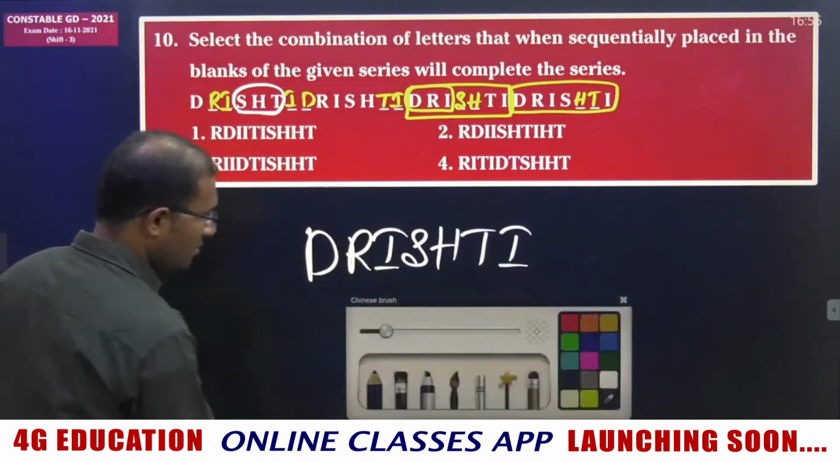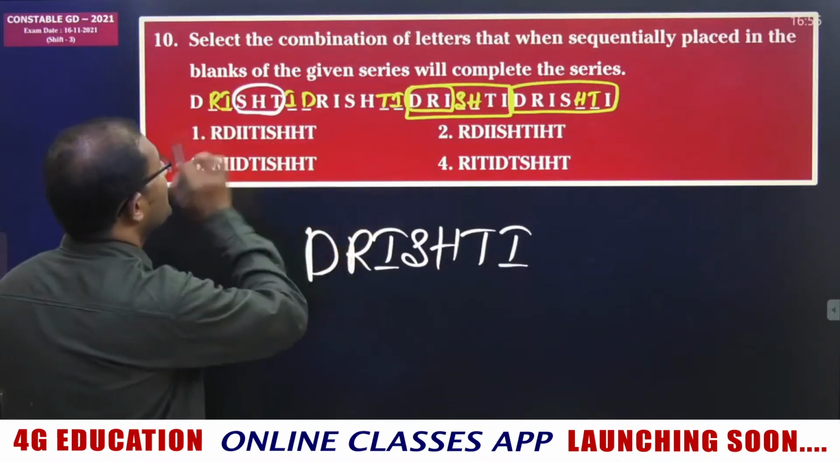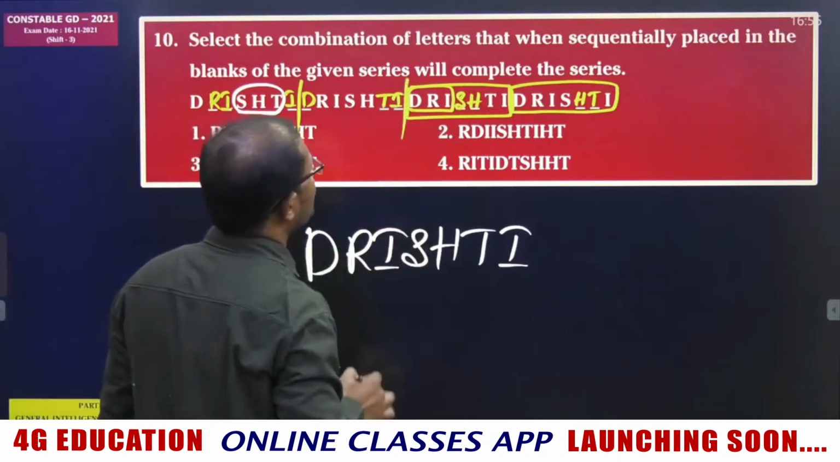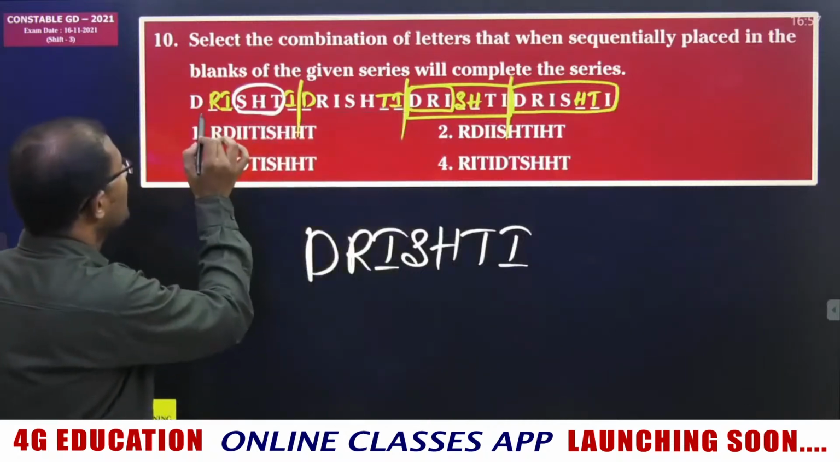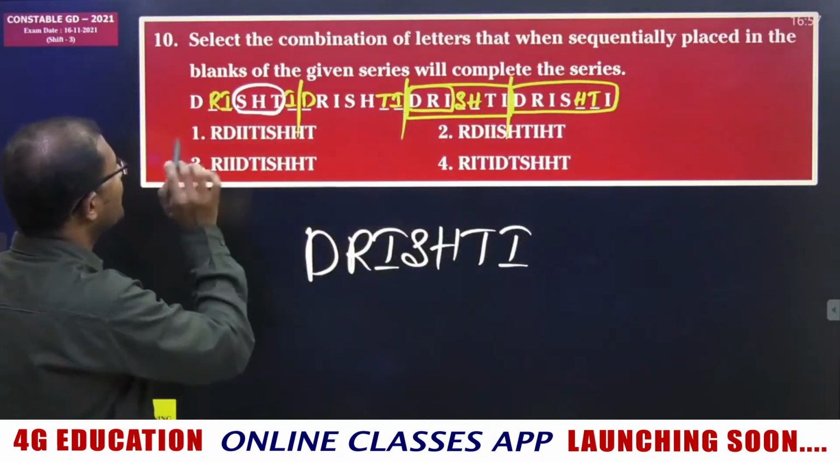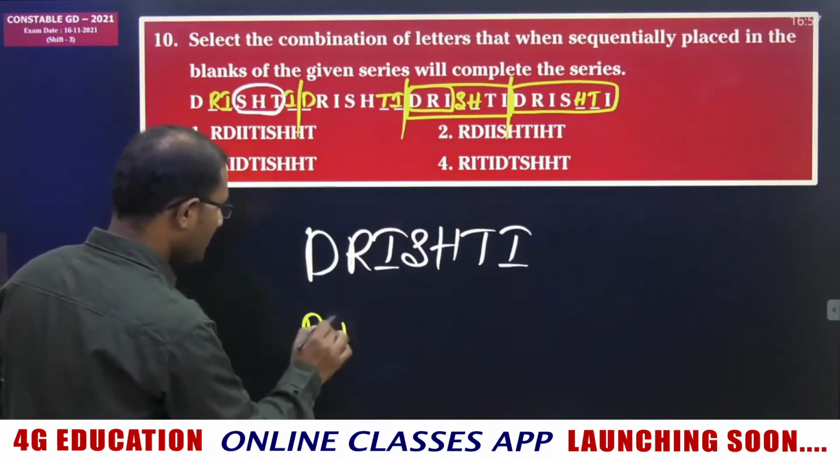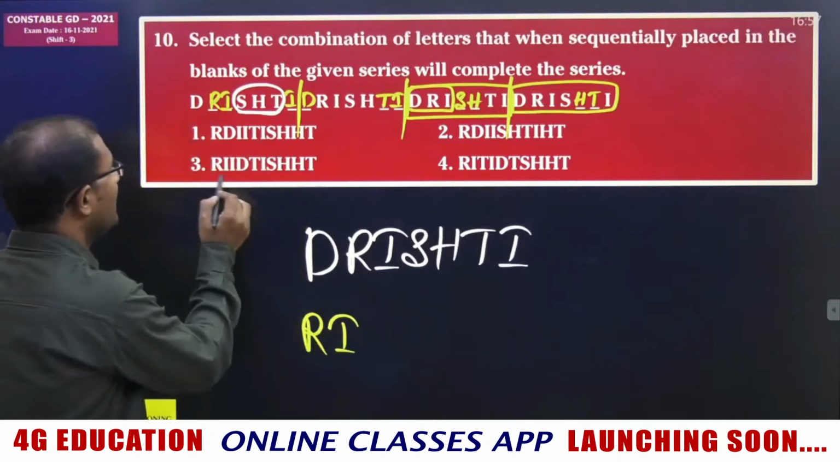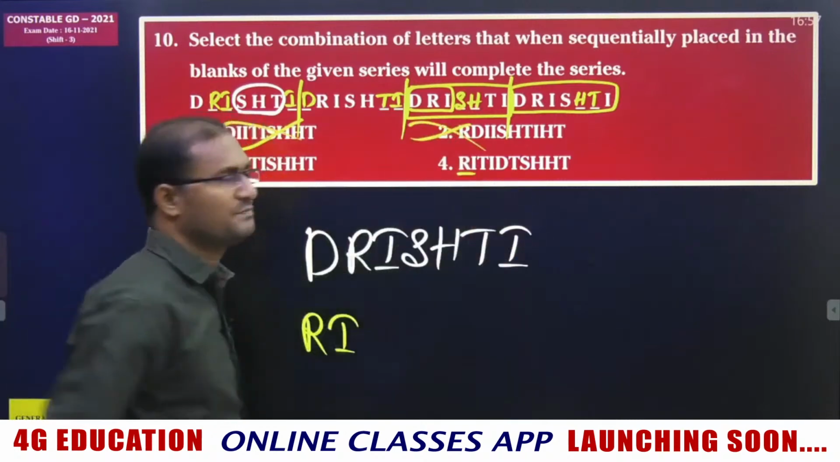Okay, so now let us try to take the letters which come in place of the hyphen places. Drishti and Drishti. Again, up to here one more combination and one more combination. From this, in the first two hyphen places, what are the letters we have? R, I, R, I. So the first two letters are R, I. In how many options do we have the starting letters R, I? Here we have R, I and here we have R, I. It means the first two options are gone.